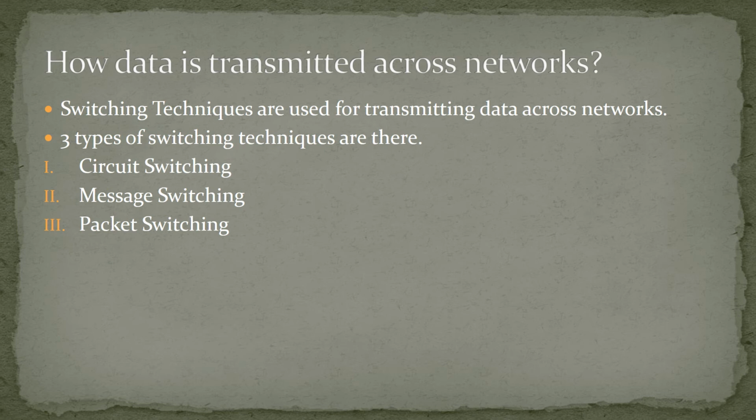Now how is data transmitted across the networks? To pass the data across the network, we use three types of switching techniques. Switching means when data is sent from one end and on the other end the data is received. This procedure is known as switching. There are three types of switching techniques. First, circuit switching. Second, message switching. Third, packet switching.